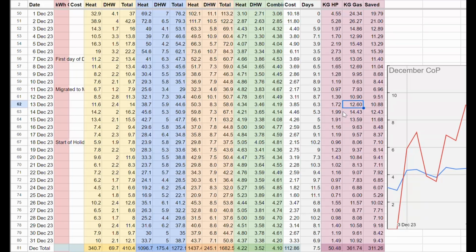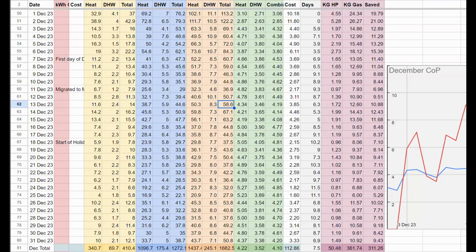Now, how did I go about calculating the equivalent CO2 that a gas boiler would have emitted? How did I get to 12.6 kilograms on this day, the 13th of December? Well, in that case, I took the heat generated, which was 58.6 kilowatt hours of heat put into the building, and multiplied that by 0.215. Where did I get those figures? 215 grams per kilowatt hour seems to be a commonly recognized figure that gas boilers emit, and that's not the consumption of gas, but factors in that gas boilers are not totally efficient.